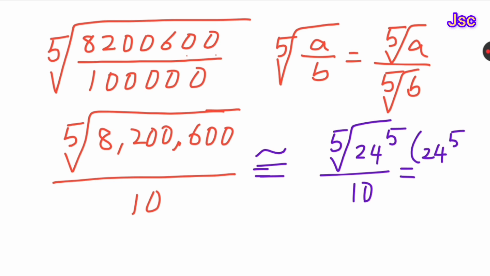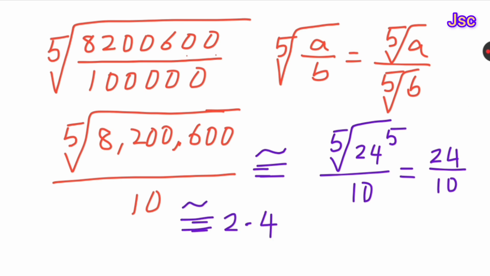The fifth root we can write as 1 over 5. This 5 and this 5 get cancelled. We are left with only 24 in the numerator. So 24 over 10 gives 2.4. So that means the value is approximately 2.4.